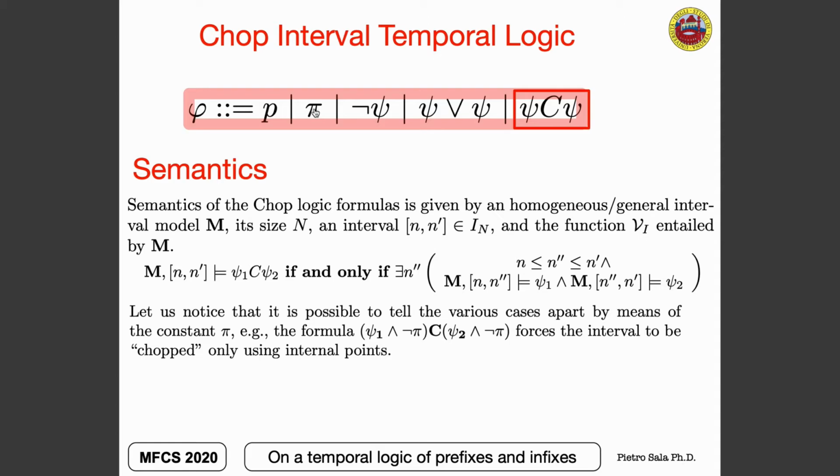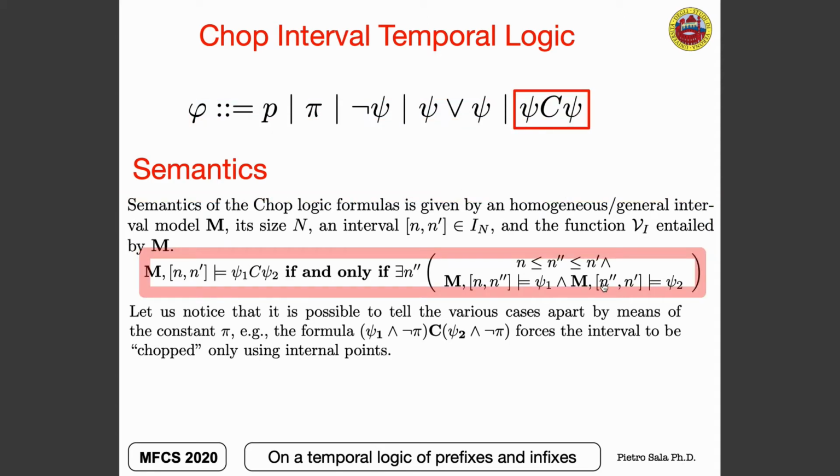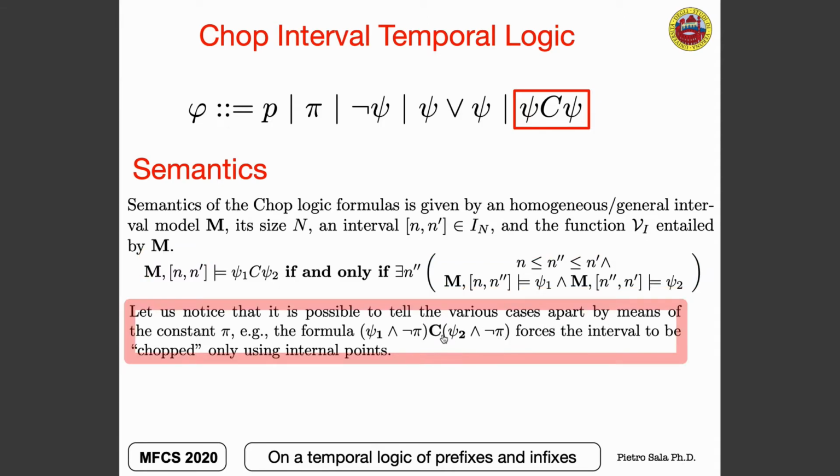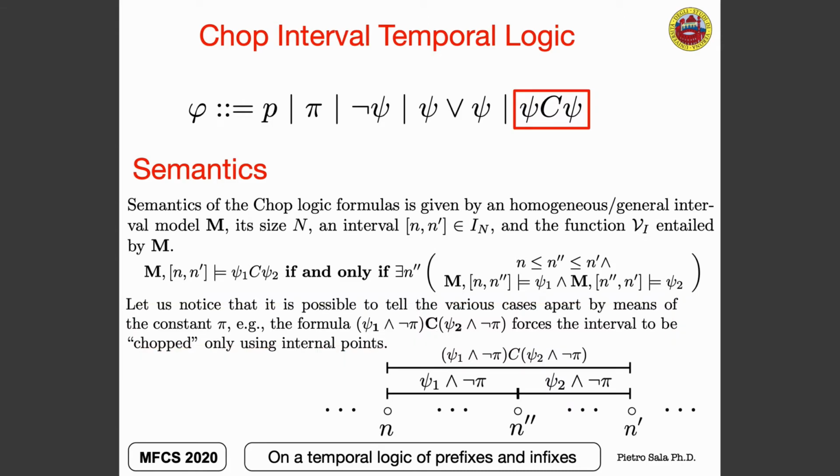So this is why the constant is in the language, using such a strict reflexive semantics. For instance, this is the formula psi1 and the negation of pi, in which you force the interval to be chopped exactly in between. So you force the first case, the most intuitive one, in which you have a non-point interval, so n prime is greater than n, and you chop inside the interval.